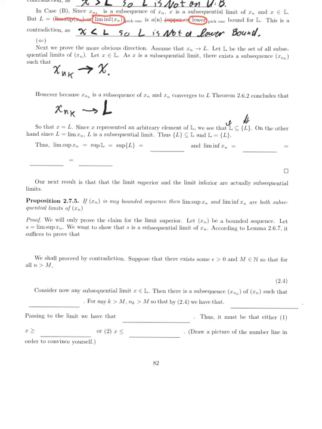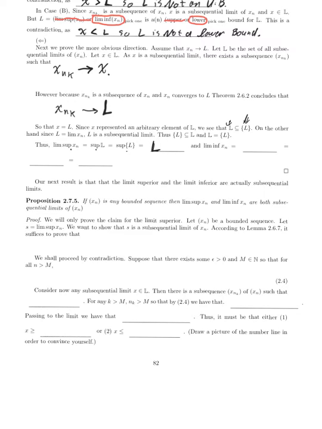Alright, so now let's compute the lim sup and lim inf that I claimed I would. So the lim sup of x sub n, by definition, is the supremum of the set blackboard bold L. Well, I know what the set blackboard bold L is. It is the set containing only L. The supremum of a set containing only one element is that element itself.